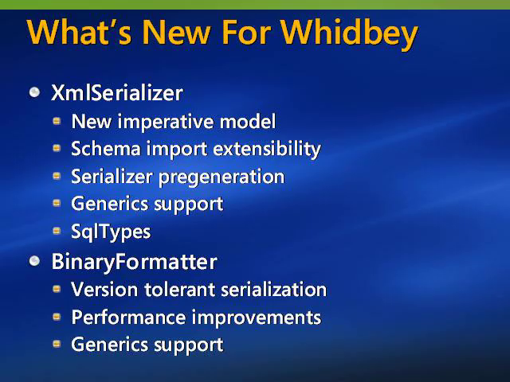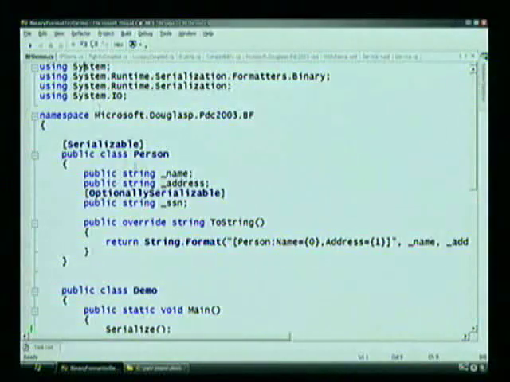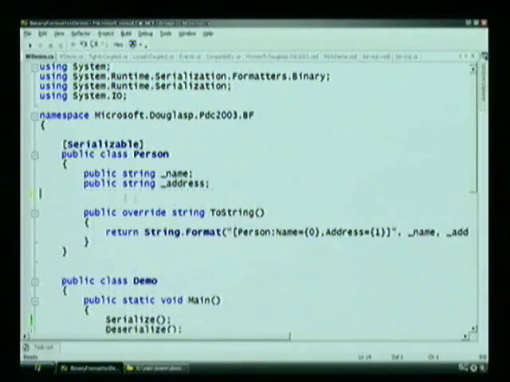The thing I do want to show you in Whidbey, because I think it's really cool, is version-tolerant serialization that I was just referring to a few moments ago. Let me show you an example. As you can see, I'm running the wonderful operating system known as Longhorn. And I'm using this great development environment that I shouldn't show you. Close your eyes. That shouldn't be there. Okay.